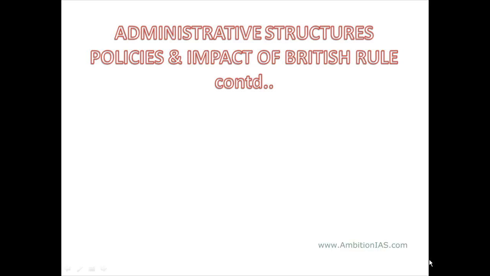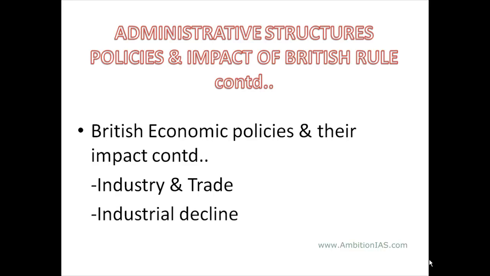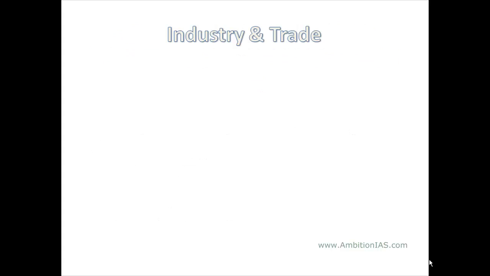We shall continue with the chapter Administrative Structures, Policies and Impact of British Rule. In that, we shall deal with the British economic policies and their impact. In the previous episode, we discussed the various land policies and land revenue issues followed by the British. In this episode, we shall discuss industry and trade prevalent before the British arrived and the industrial decline post their arrival. We shall start with the industry and trade.